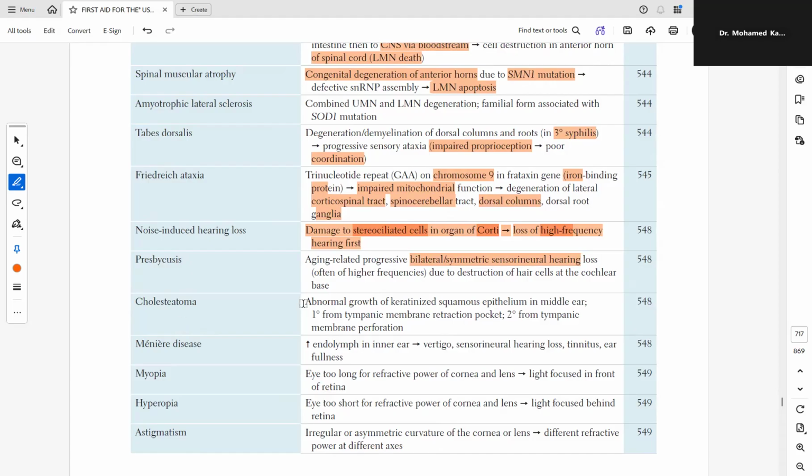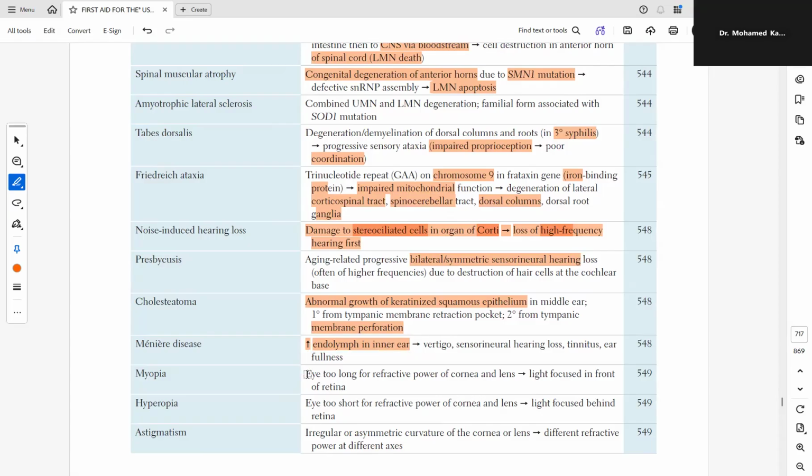Cholesteatoma, abnormal growth of keratinized squamous epithelium in the middle ear. Okay. Primary from tympanic membrane retraction pocket, or secondary from tympanic membrane perforation. Okay, perforation. Meniere's disease, increase in endolymph in the inner ear. Remember, we have middle ear, inner ear. Leading to vertigo, sensorineural hearing loss, tinnitus, and ear fullness.